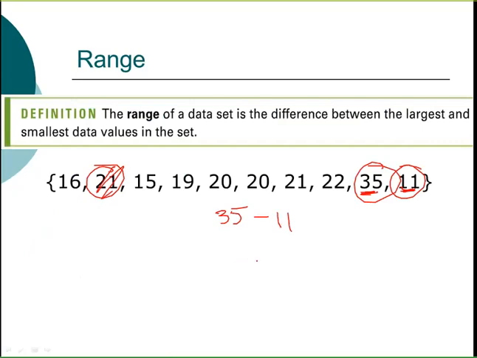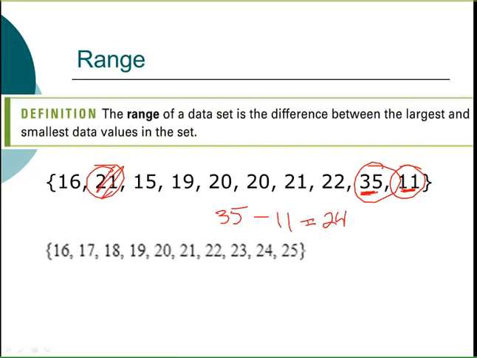Now, range gives us a good clue as to how broad our data set is. It's not usually a very important question for a lot of math classes, but it is significant, and it does help us identify. So here we have another data set, and I just want to show that it depends on what your data is. There's not the 11 anymore, there's not the 35, and so it just changes what our range is.